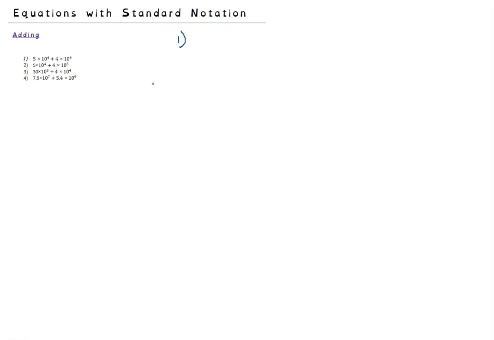Equation number 1 is 5 times 10 to the power of 4 plus 4 times 10 to the power of 4. Okay, so first of all, we can add these two numbers together, right? So we have 5 plus 4. That would be equal to 9. Because this number is smaller than 10, the powers remain the same. So you can just copy that over, times 10 to the power of 4.